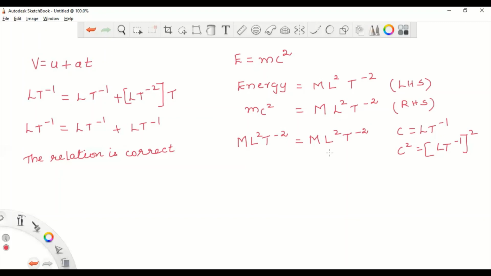Okay, tomorrow let us do the third application. So that is, we are going to derive the relation among different physical quantities. Hope all of you understood the first two applications of dimensional analysis.